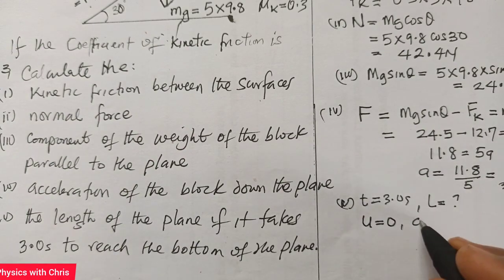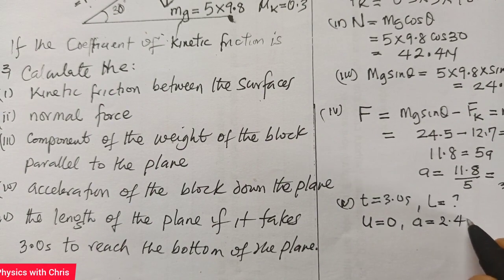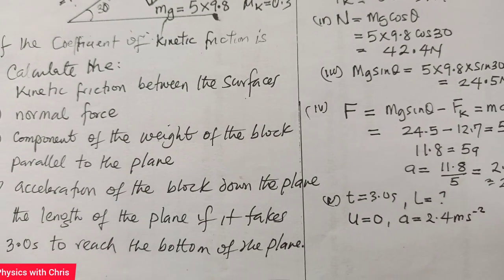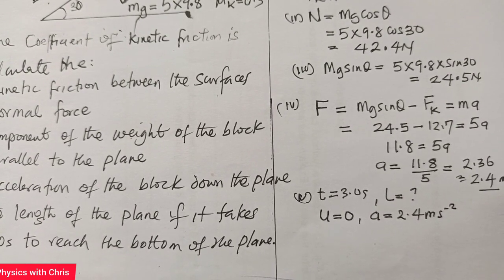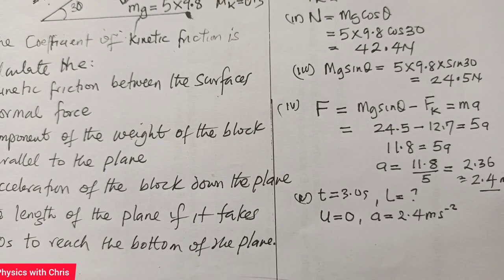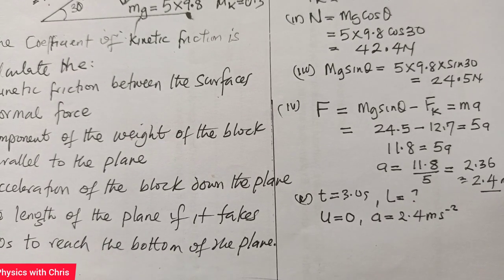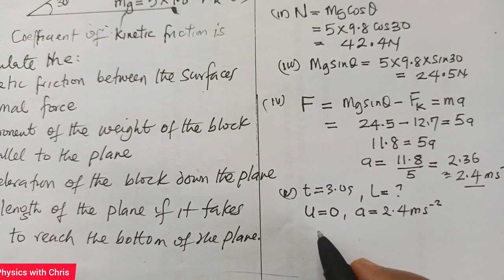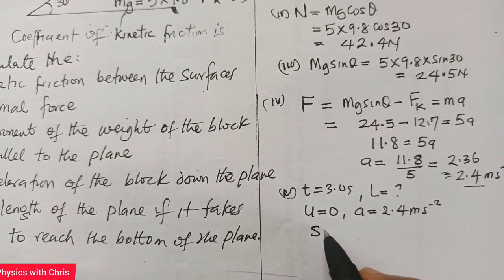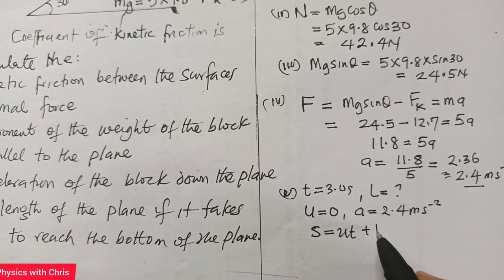And already we have found the acceleration, 2.4, because this is going to be a case of a body moving with a constant acceleration, so accelerated motion. So we're not going to use velocity equals displacement over time or distance equals speed times time. Okay, so the distance, from one of the equations of motion, S equals ut plus half at squared.